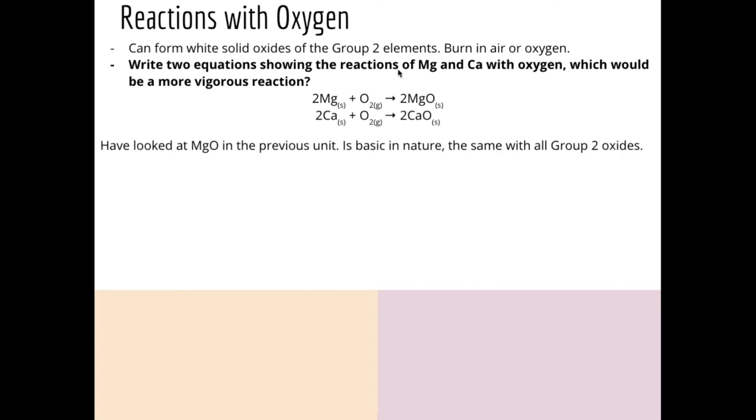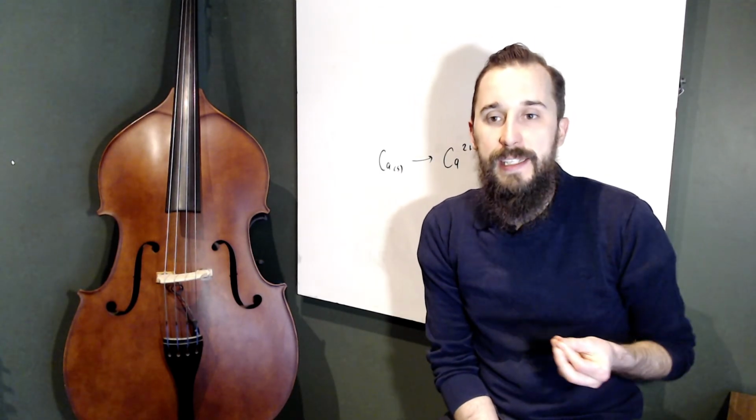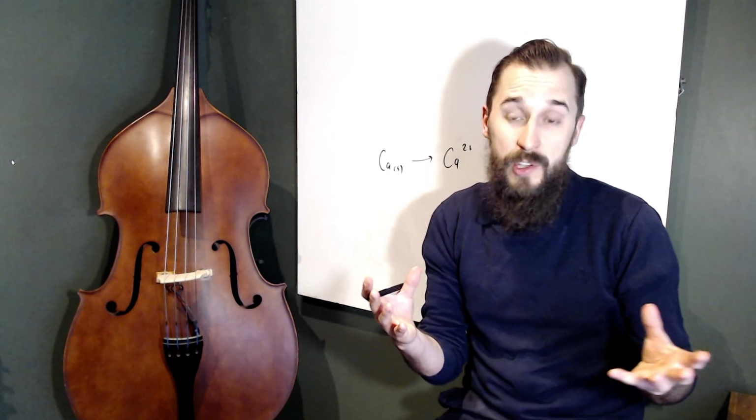Now, we looked at the fact that as we go down the group, they become more reactive because the valence electrons are easier to get rid of. So our calcium one would be more vigorous than our magnesium one. Now, our burning magnesium is quite a brilliant reaction. You get a large amount of energy released, and it actually releases it in the form of UV light. So you can't look directly at it.